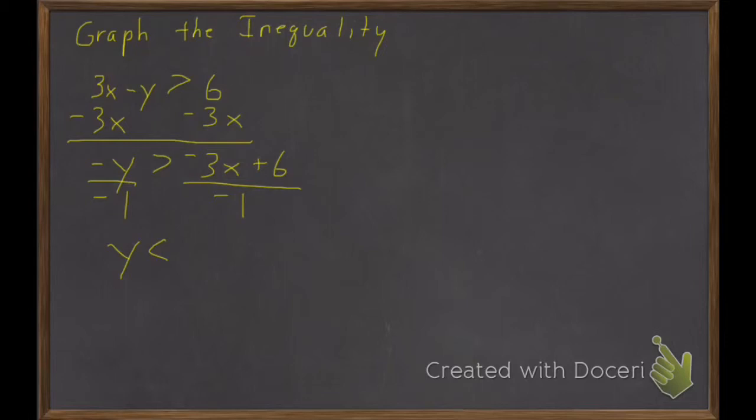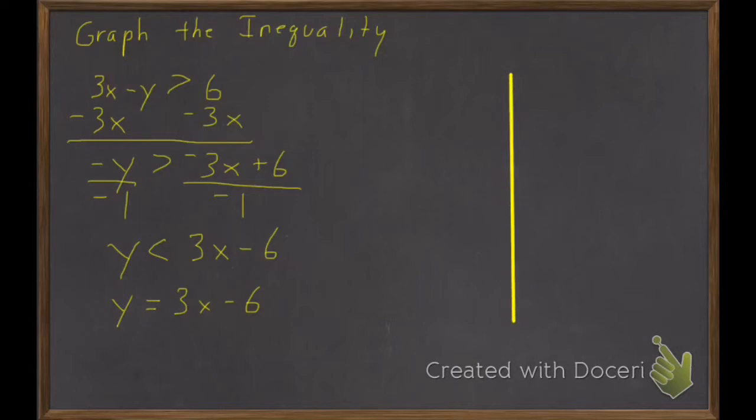The right-hand side is a basic division, so we take negative 3x divided by a negative 1, and we get positive 3x. And 6 divided by negative 1 is negative 6. Now that this inequality is looking more like our slope-intercept form, we can make the inequality an equation. Alright, so now that we have our equation of a line, we can use that equation to graph it.